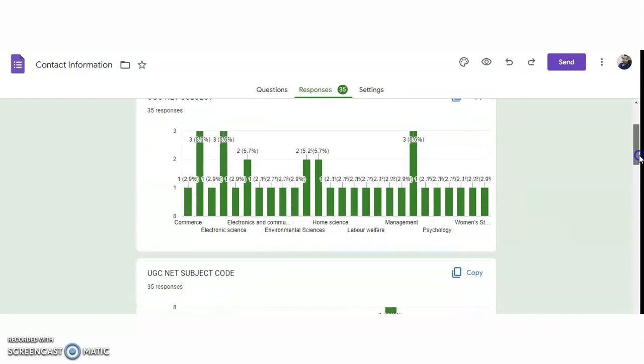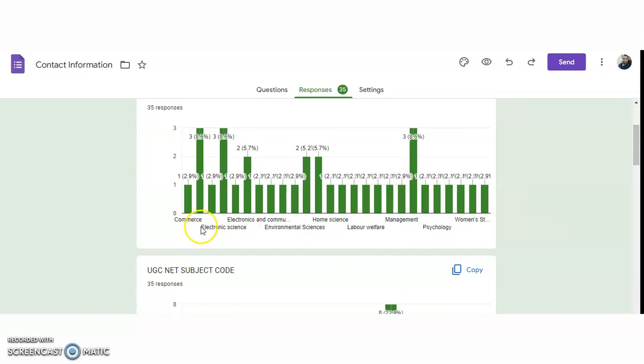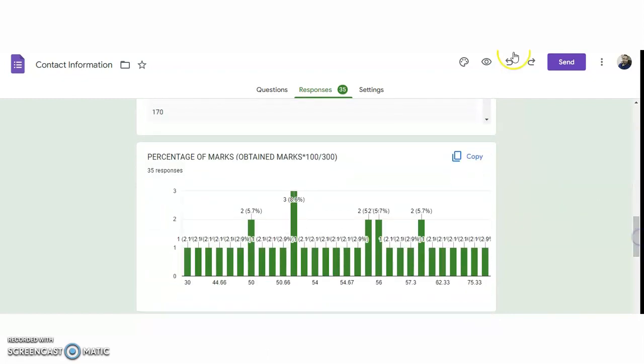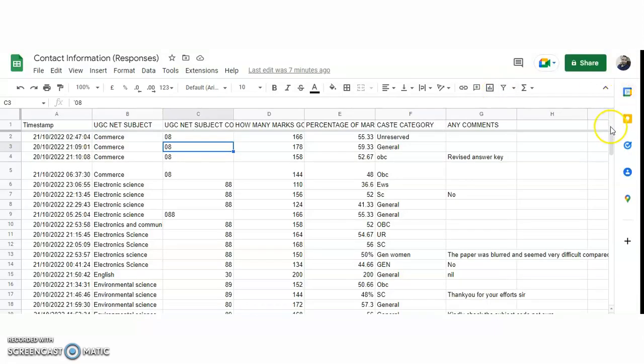It is a summary of the subjects I got: commerce, electronic science, environmental sciences, home science, labor welfare, management, psychology and women's studies. Total 35 responses are there, and now I will show you in the Excel sheet which subject and what marks the candidates mentioned. Coming to commerce, I got only 4 responses, so please fill up the details, commerce candidates. The marks here are 166, 168 and 158, that means above 50%. Looking at this, the range is varying between 50 and 60 for commerce candidates, fine.